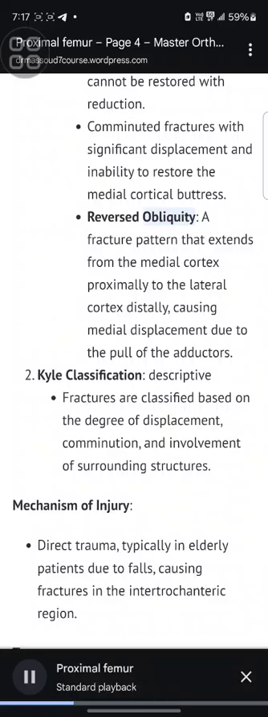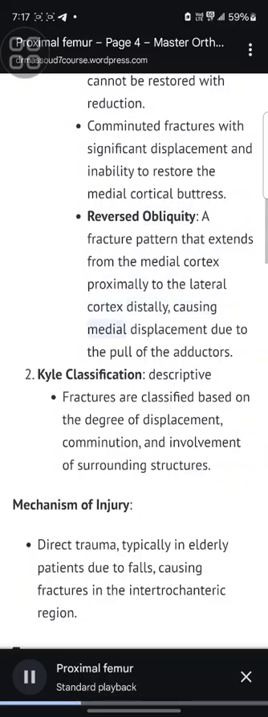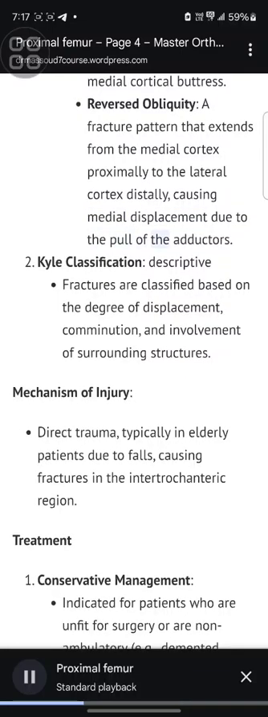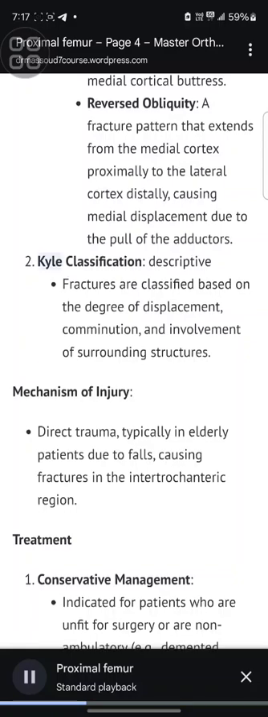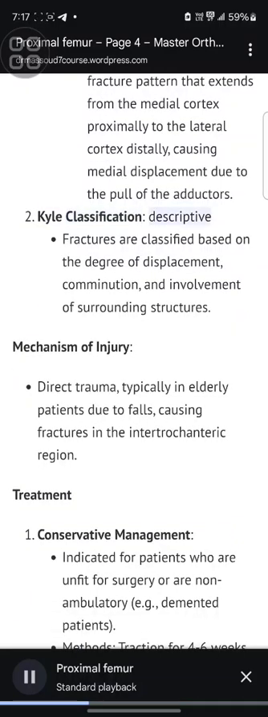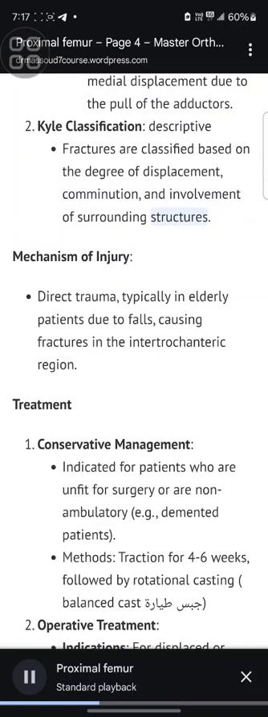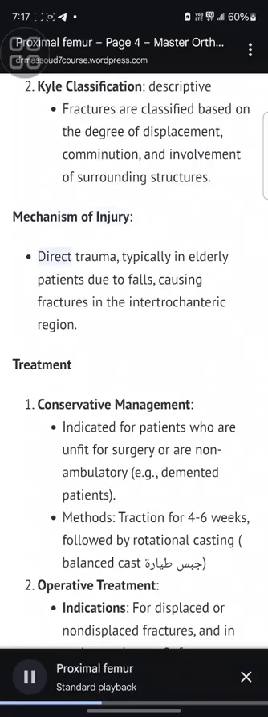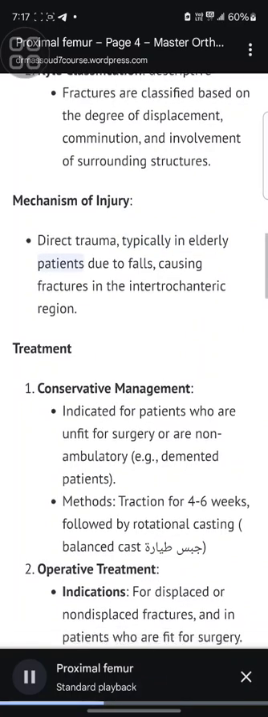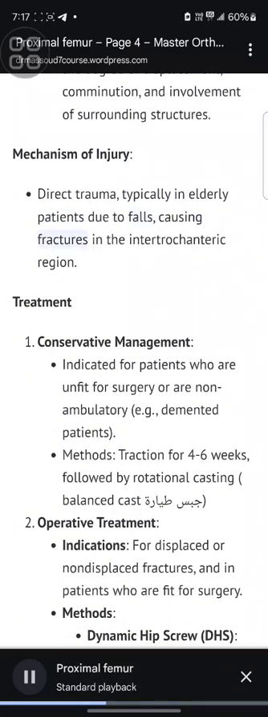Reversed obliquity. A fracture pattern that extends from the medial cortex proximally to the lateral cortex distally, causing medial displacement due to the pull of the adductors. 2. Kyle classification. Descriptive. Fractures are classified based on the degree of displacement, comminution, and involvement of surrounding structures. Mechanism of injury. Direct trauma, typically in elderly patients due to falls, causing fractures in the intertrochanteric region.